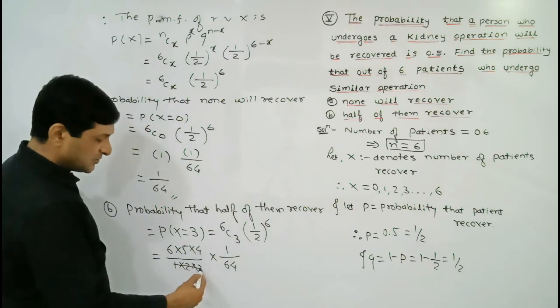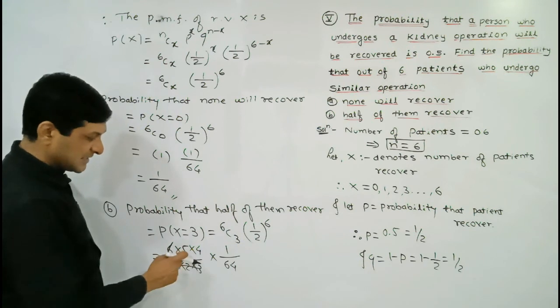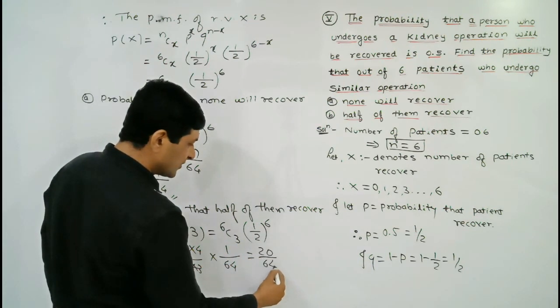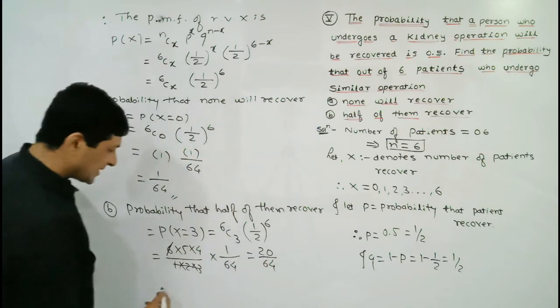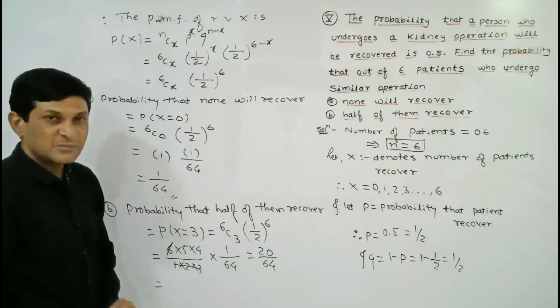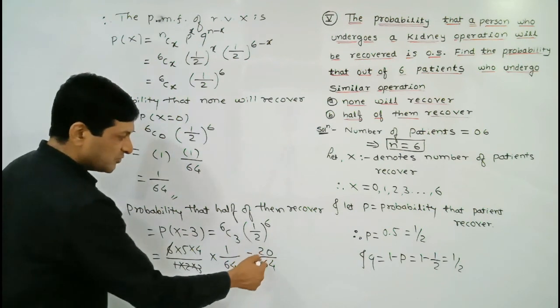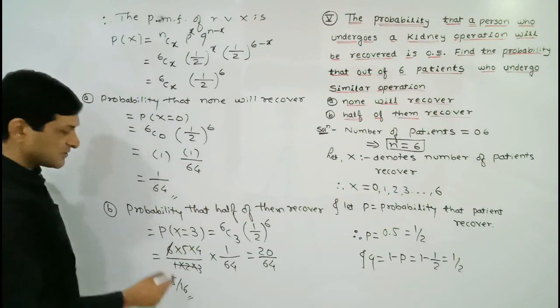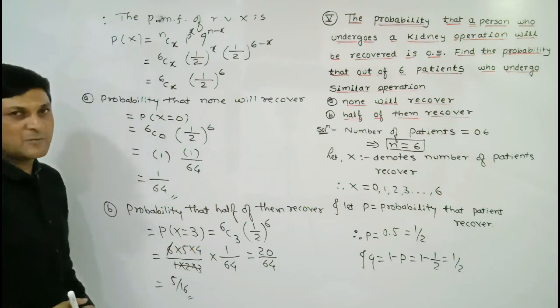So 1 into 2 into 3 is 6, 6 and 6 get cancelled, and 5 fours are 20. So 20 divided by 64. Now both the numbers are divisible by 4, which we can easily observe. So 4 fives are 20 and 4 sixteens are 64. So 5 by 16 is the second required probability.